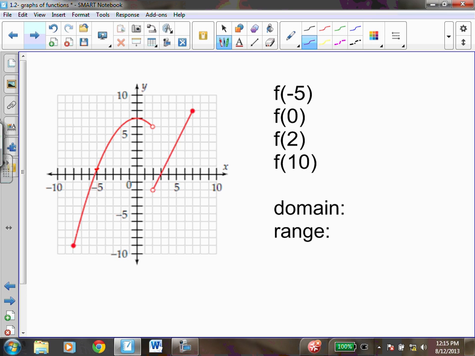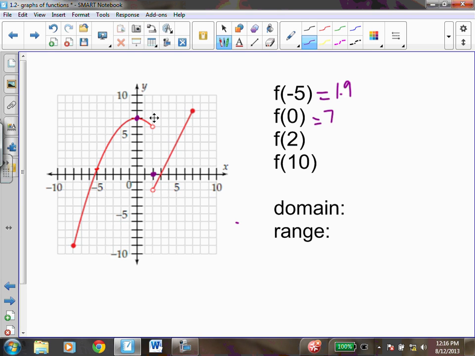So here I have a function, and I have a function notation. I want to know the y value where the x value is -5. So I go to -5, and it looks like my y value is a little bit less than 1. So I'll say 1.9. The function value at 0: if x is 0, y is 7. Now the function value at 2.